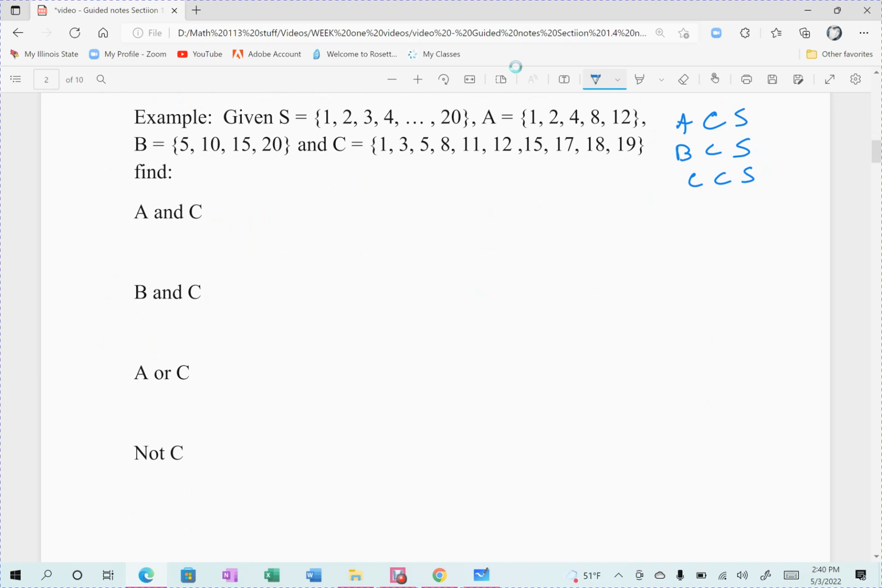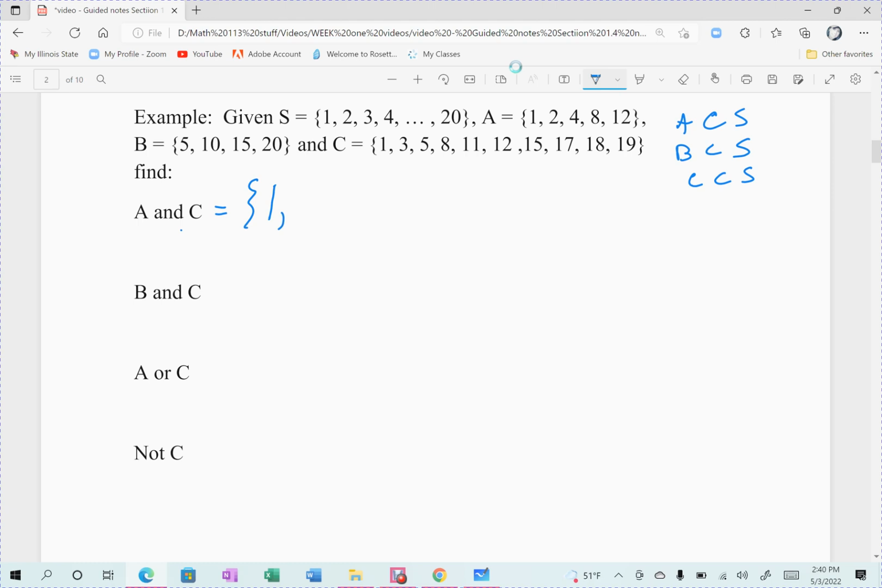So the first group I want to find is everything between A and C. So that's A and C, a new set. I look at set A and see what they share in common with set C. First of all, I start with the smaller set because it's just easier. 1 is in C, so I include it.